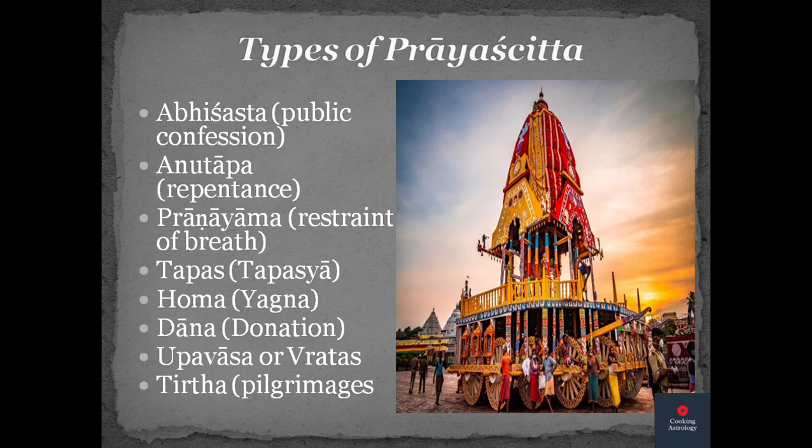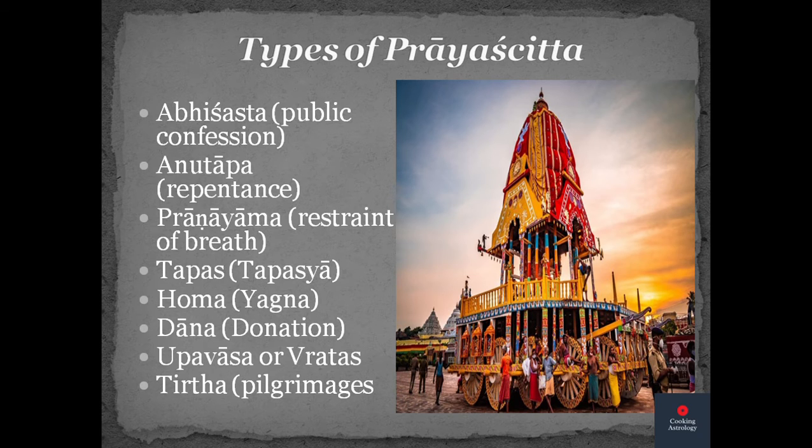Next, it's Homa, Yagna. That is a fire ritual. You are offering something to fire god. Next, it's Dāna. Dāna means donation. You are donating something. Donation of food, donation of water, donation of milk. Any kind of donation is also one of the types of Prāyaśchitta.